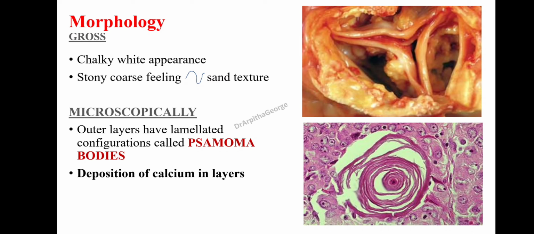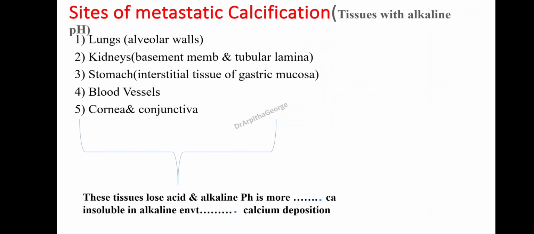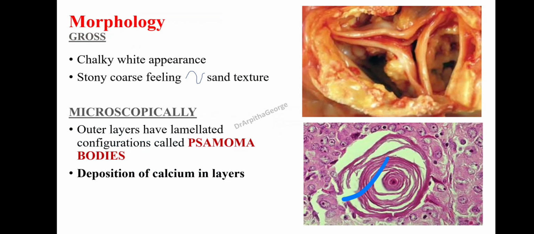Then microscopically, in the microscopic view, you can see a lamellated configuration called psammoma bodies. These are calcium deposition in layers. So this is the morphology of calcification: chalky white appearance, stony coarse texture, and psammoma bodies. These are very important, okay.